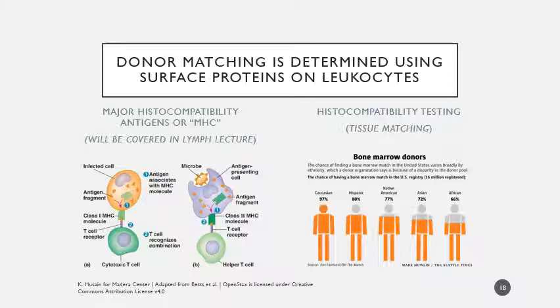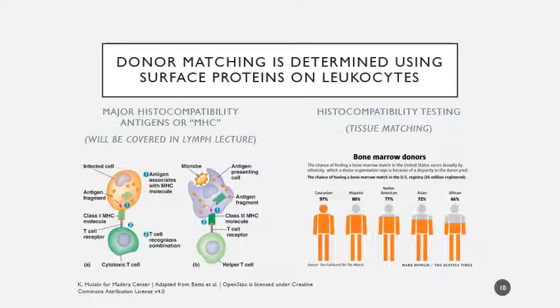There's some of these MHCs that are found on all cells that have a nucleus. Others are unique to certain types of leukocytes, but in this donor matching process, they basically look at those surface proteins and determine whether they are going to be accepted by the new host's immune system, or whether they're going to be rejected and attacked by it. So histocompatibility testing is that tissue matching process.